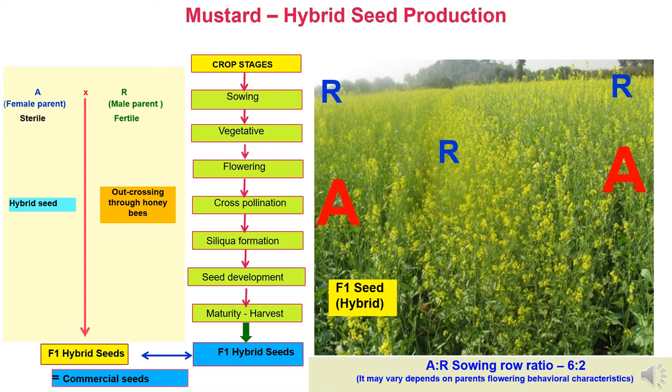And there are various crop stages like sowing, vegetative stage, flowering stage, cross pollination stage, after that siliqua formation, then seed development and maturity and harvest stage. In case of mustard also, just after completion of pollination, the male should be chopped out and removed from the field, and at last maturity, female is harvested, and that harvested produce of the seed parent female is used as F1 hybrid seeds, which is used for commercial cultivation.